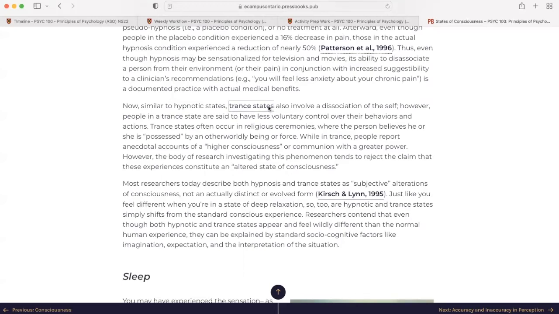However, the body of research investigating this phenomenon tends to reject the claim that these experiences constitute an altered state of consciousness. Most researchers today describe both hypnosis and trance states as subjective alterations of consciousness, not an actually distinct or evolved form. Just like you feel different when you're in a state of deep relaxation, so too are hypnotic and trance states simply shifts from the standard conscious experience. Researchers contend that even though both hypnotic and trance states appear and feel wildly different than the normal human experience, they can be explained by standard socio-cognitive factors like imagination, expectation, and the interpretation of the situation.